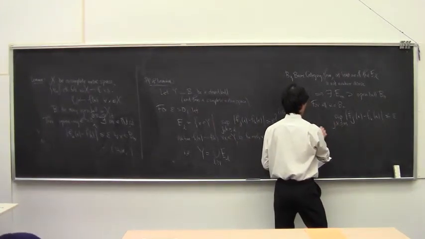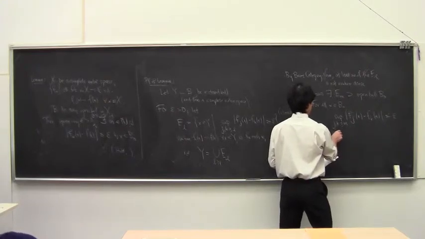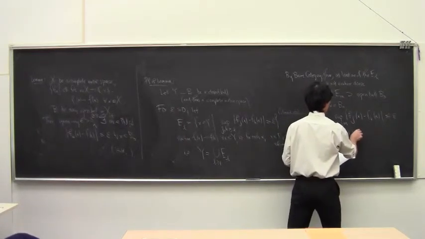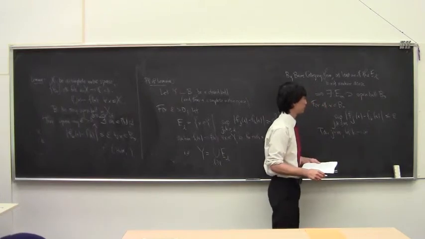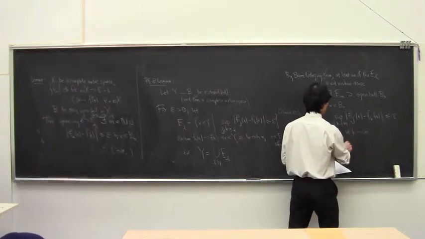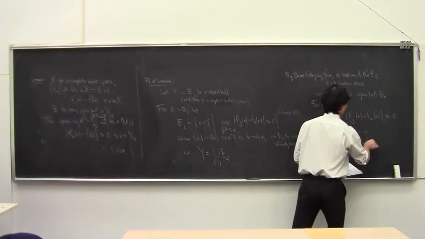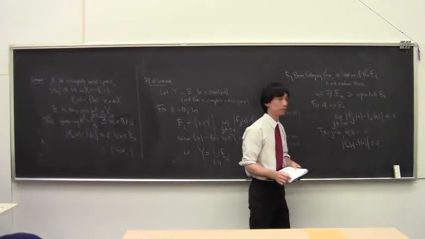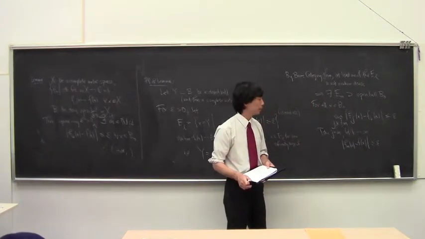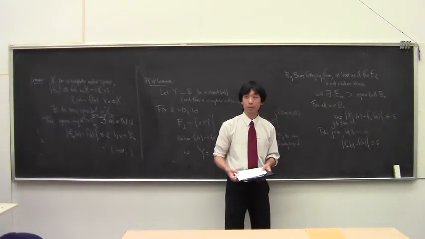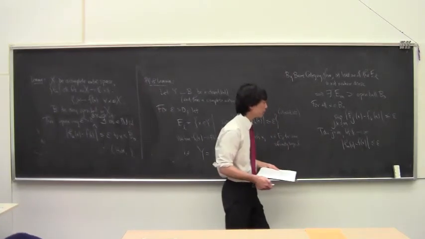So take j to n and let k go to infinity. We know that |f(x) - f_k(x)| is then less than or equal to epsilon for all x in that ball. So that's the end.